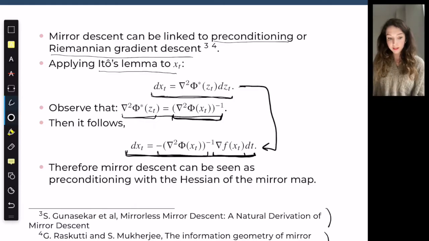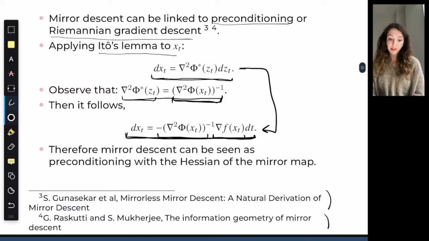And I think this is an interesting link, because for me, this idea of primal and dual spaces sometimes is a little bit vague, but preconditioning, I think, has a more direct interpretation. So essentially, we precondition with this Hessian of the mirror map, and that is what is in essence mirror descent.